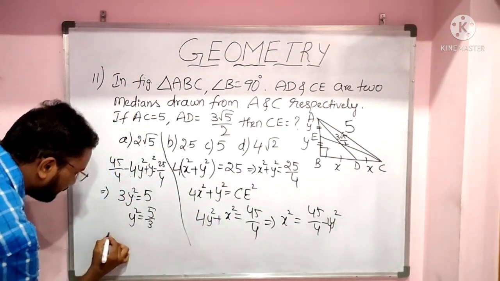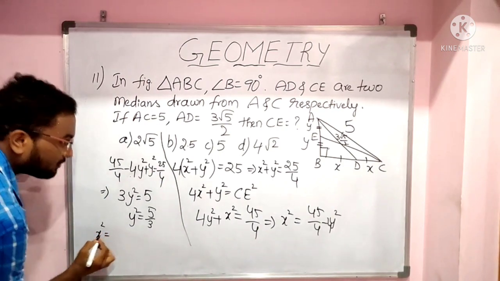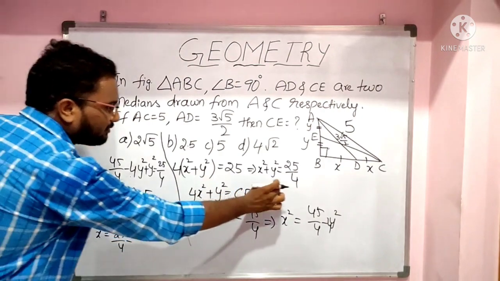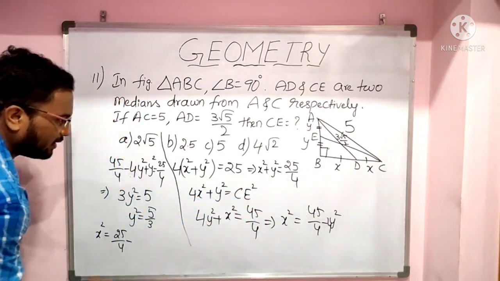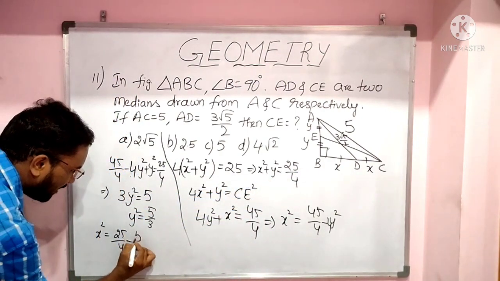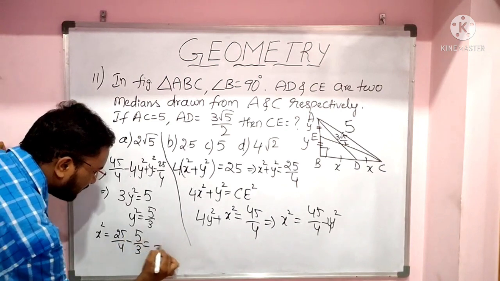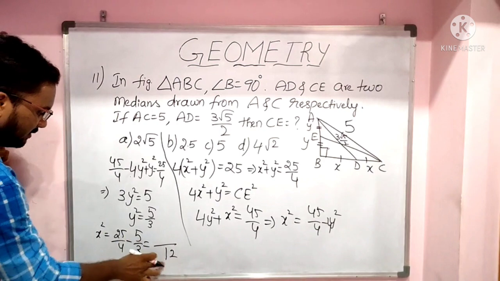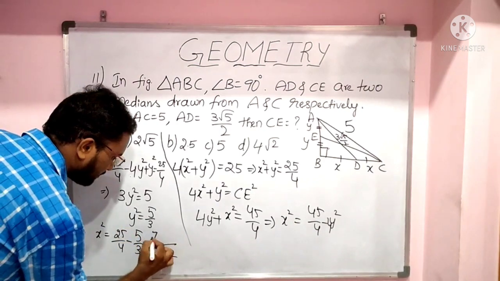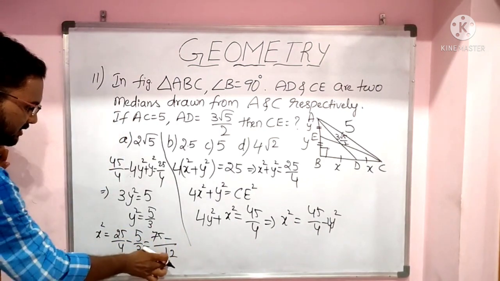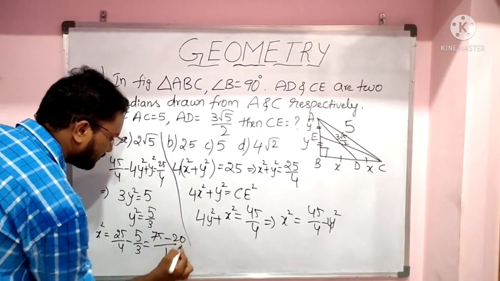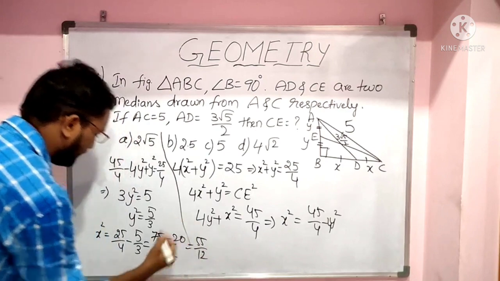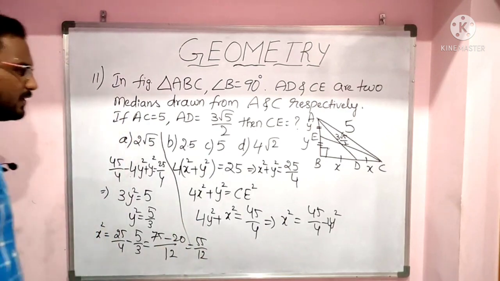x square equal to 25 by 4 minus y square, 25 by 4 minus 5 by 3. So LCM of 4 and 3 is 12. 3 into 25 is 75, minus 4 into 5 is 20. So 75 minus 20 is 55 by 12. We need to find CE.